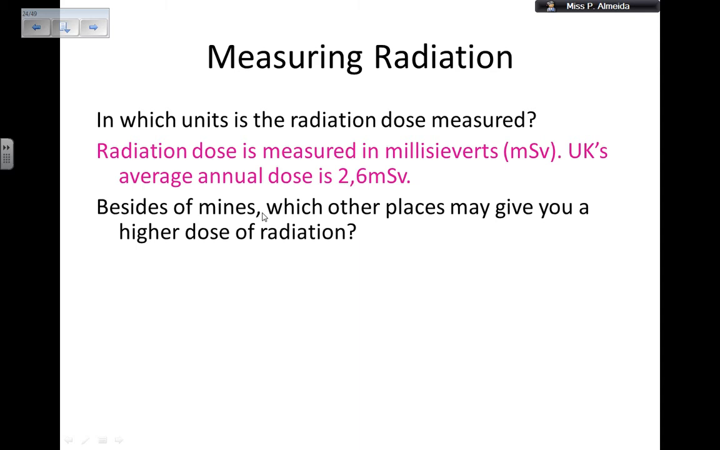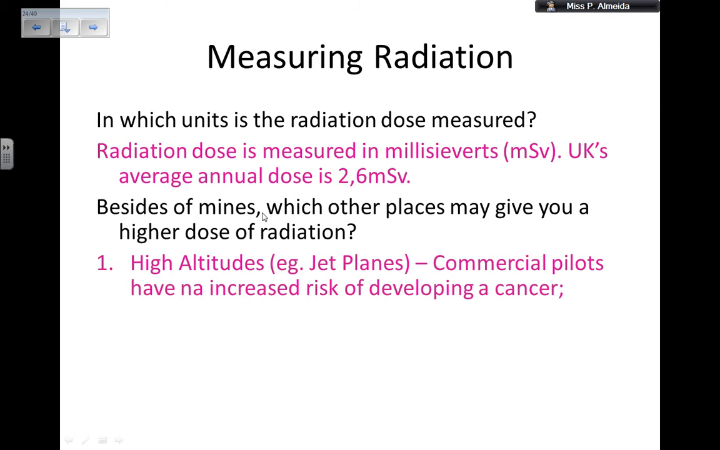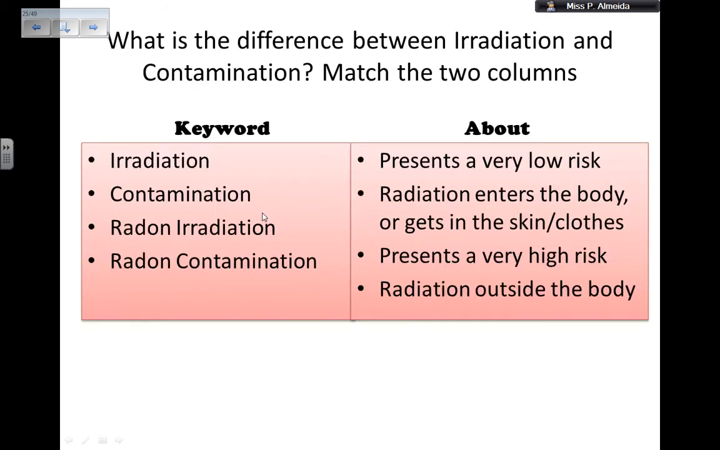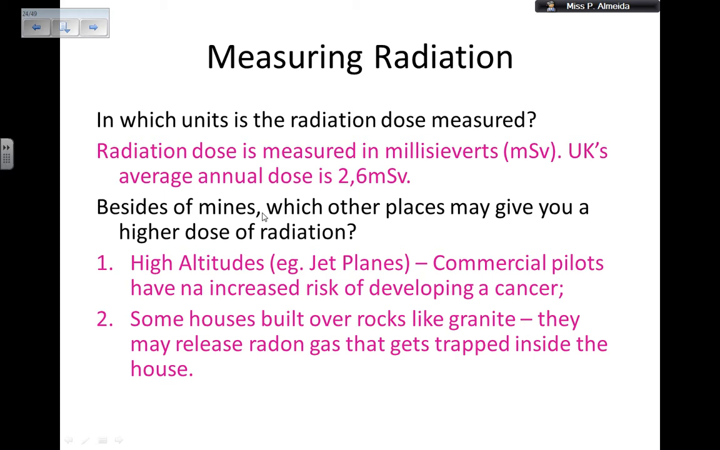Besides mines, which other places and jobs may give you a higher dose of radiation and therefore get you more at risk? Anything that has to do with high altitudes, okay? Some houses built over rocks like granite. And, oh, sorry, I thought there was another one. We're going almost to the end of the video, so maybe I was just rushing through. So, higher altitudes, pilots, as I told you. Houses, they may release radon gas that gets trapped inside the house. People that work in a building, and again in the mines, they should be wearing masks.